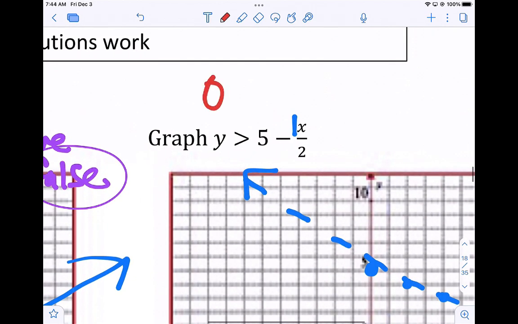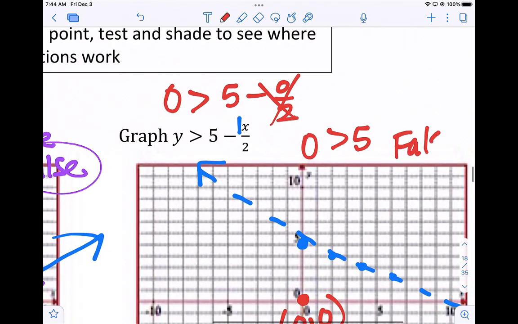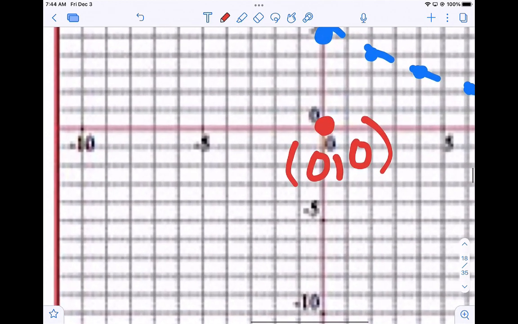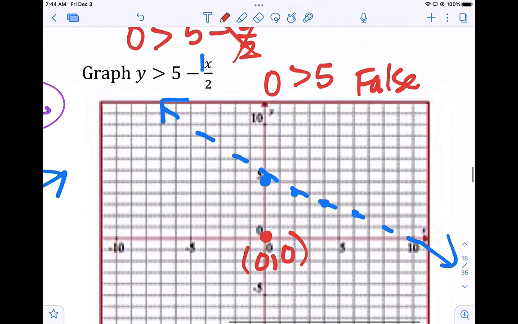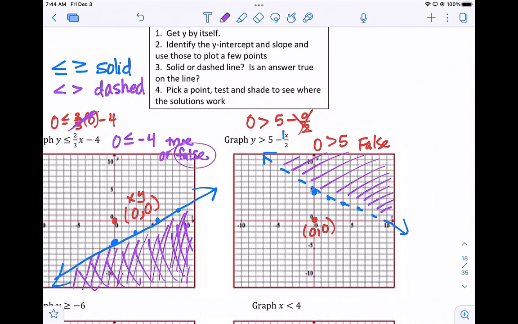And my guess is that this wouldn't work. So let's try it. Is 0 bigger than 5 minus 0 over 2, which cancels? Is 0 bigger than 5? Is that true or false? That would be a false statement. So again, if it's false, you don't shade the side of the line that that point's on. Instead, we're going to shade the other side of the line, and everything above the line should work. Any point, if you plug it in for x and y, should work in this inequality.